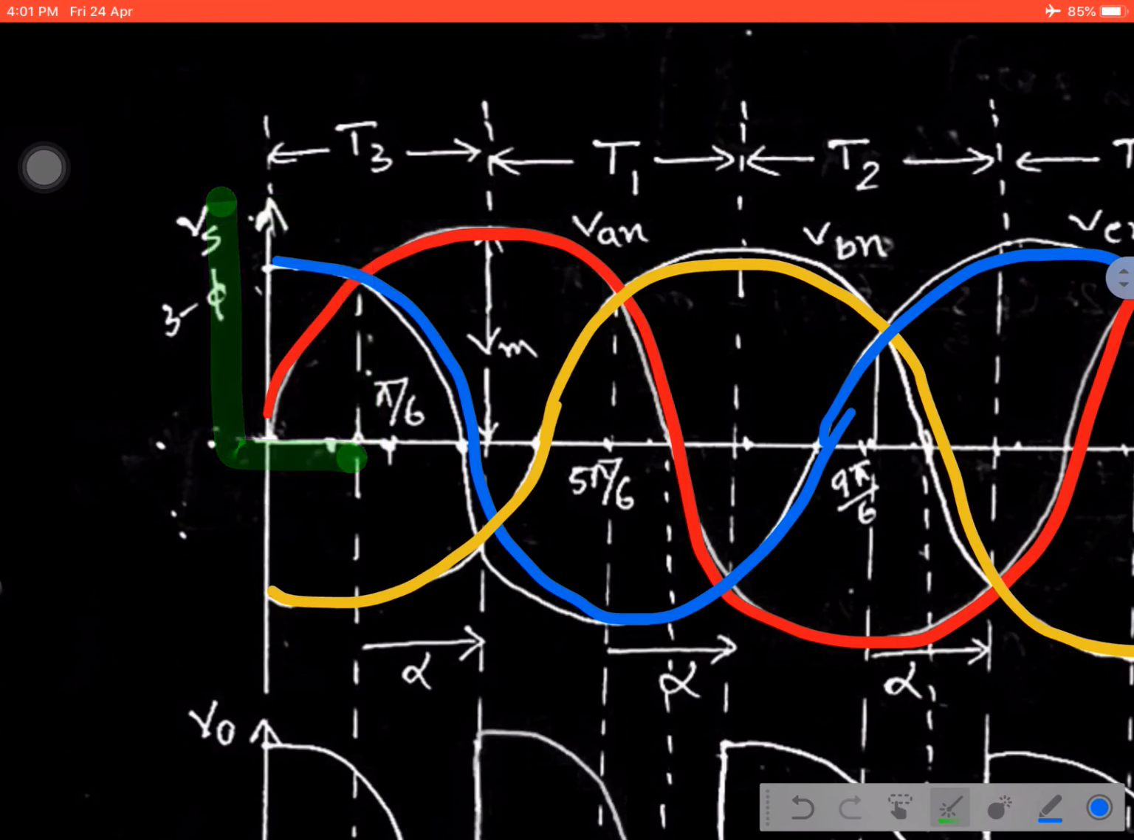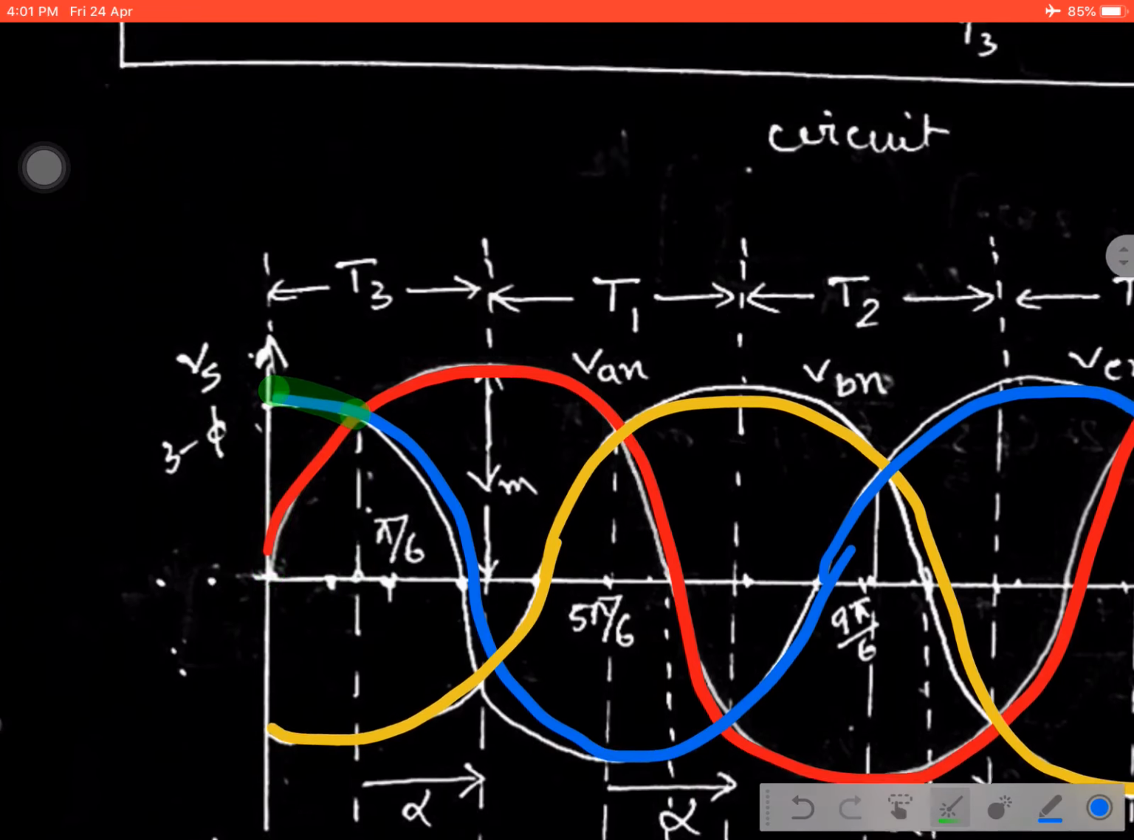VAN is increasing from 0 to a particular value, and VCN is decreased from its upper value to a lower value, and VBN is in reverse biasing condition, meaning the negative condition is there. So forget the part VBN. We should take care of the two phases, that is VAN and VCN. Before pi by 6, in all the cases VAN is always less than VCN.